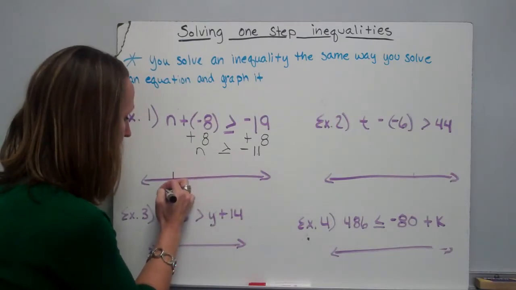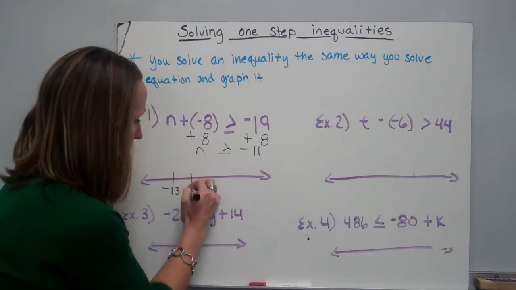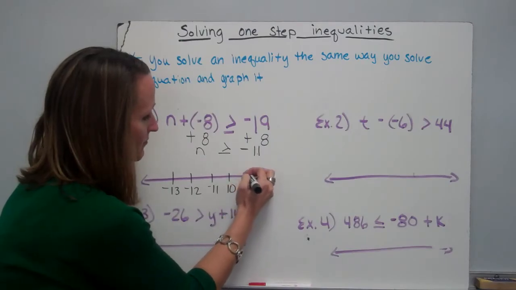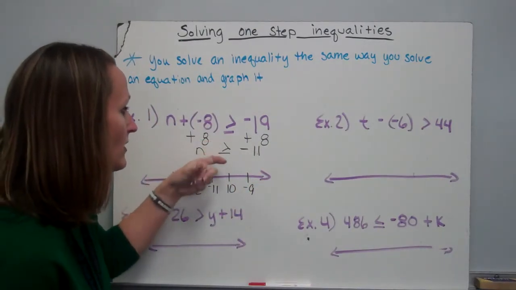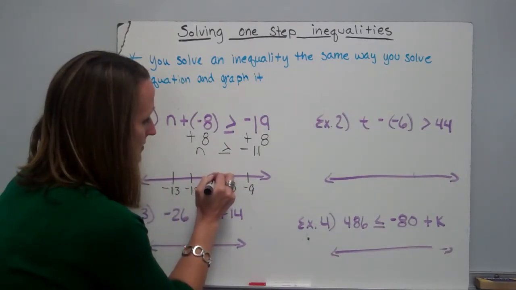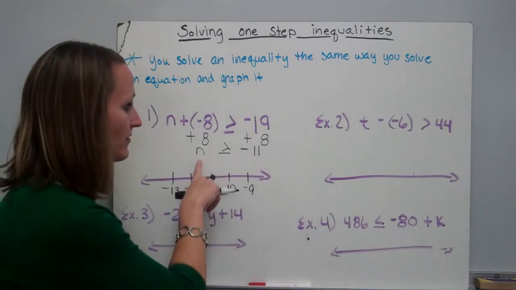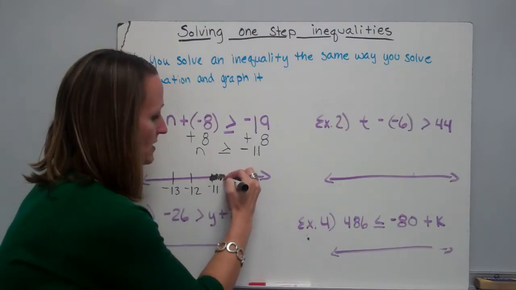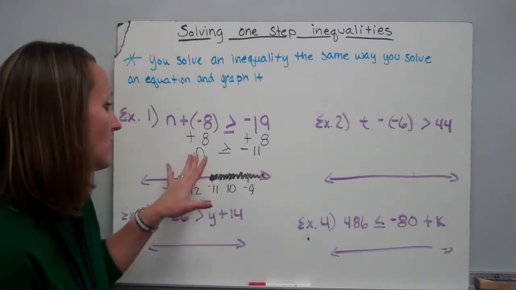So if we were graphing this, do negative 13, negative 12, negative 11, negative 10, negative 9. This is greater than or equal to, so we're going to use a closed dot right here at negative 11. And I'm going to shade in everything greater than negative 11. In this case, the arrow is actually pointing which way we're going to go. So we're going to shade in everything greater than negative 11.